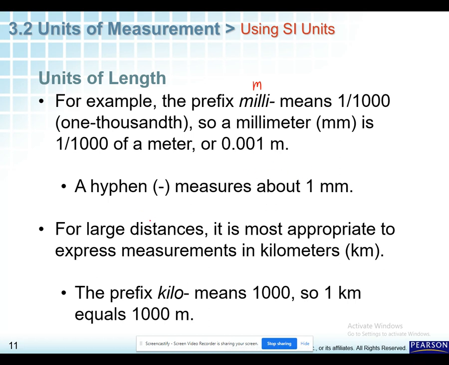For longer distances, things that are bigger, it is more appropriate to use the prefix kilo. So kilo means 1,000. So 1 kilometer equals 1,000 meters. Remember, we talked about those prefixes. Make sure you understand them.